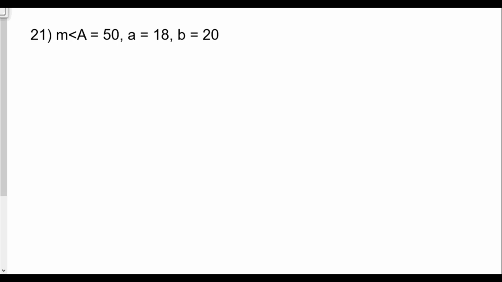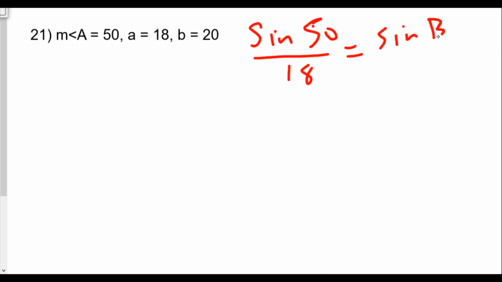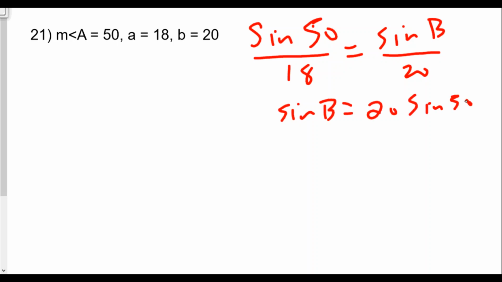Measure angle A is 50 degrees, measure A is 18, and the measure of B is 20. So here, we're going to do the law of sines. So the sine of 50, which is A, over 18, equals the sine of B over 20. So the sine of B actually is equal to 20 sine of 50 degrees over 18. And so now we're going to take our calculator out. Okay, work this out.